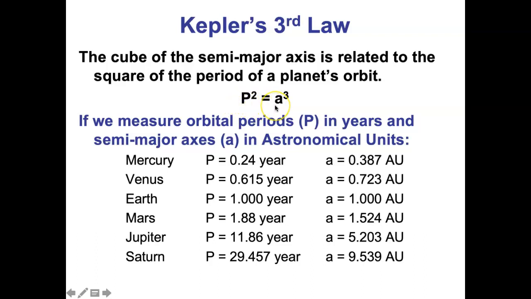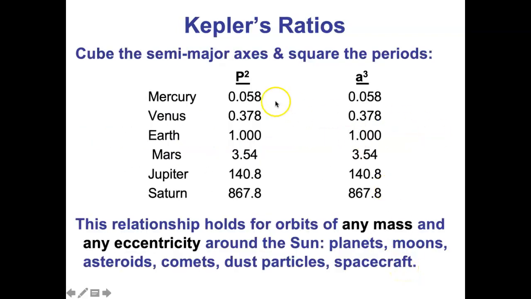1 squared equals 1 cubed. But it turns out that when you measure the periods for all of the planets in years, and when you measure the average orbital distance from the planet to the sun in astronomical units, p squared equals a cubed for all of the planets.